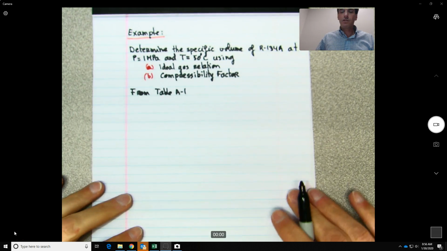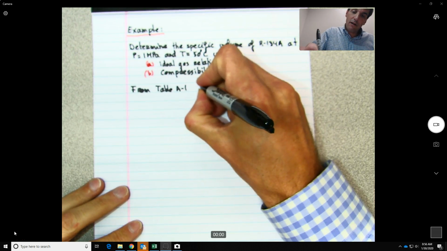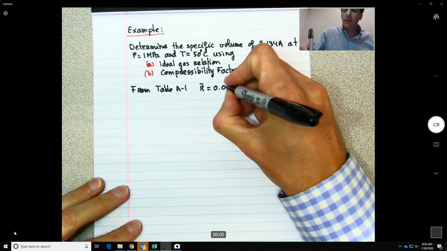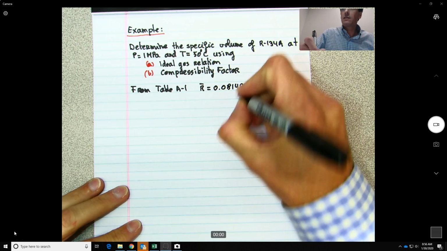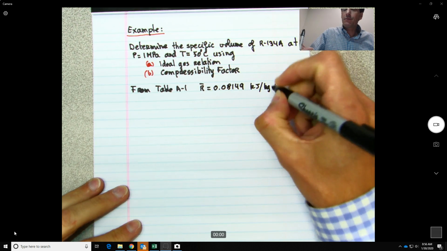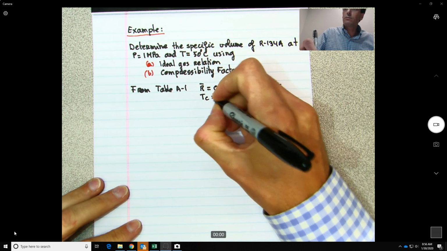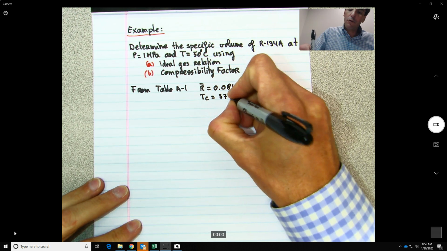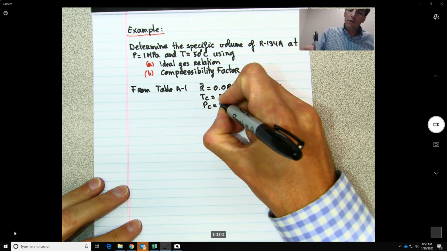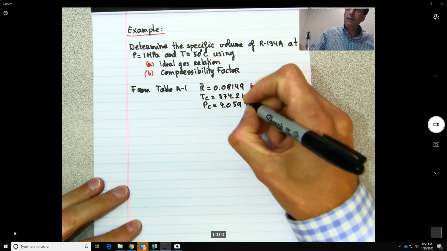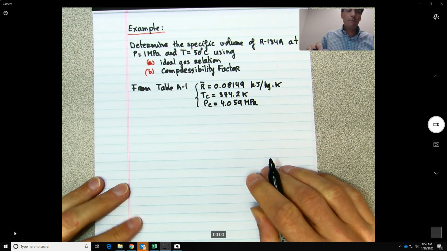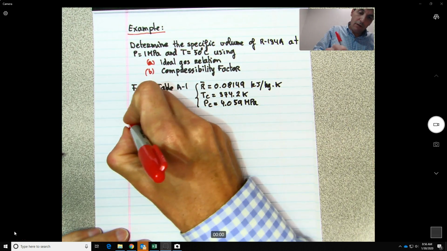So let me write that information. From table A1, we have that our R will be 0.08149 kilojoules per kilogram Kelvin. The critical temperature we said was 374.2 Kelvin, and the critical pressure 4.059 megapascals. Okay, so part A.